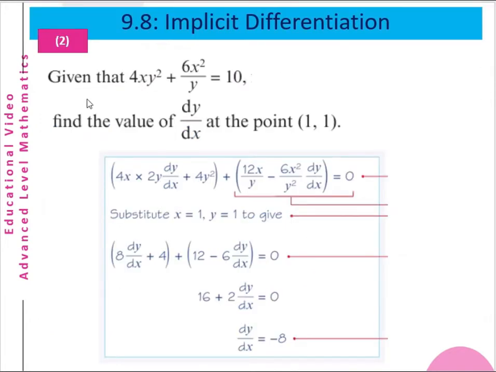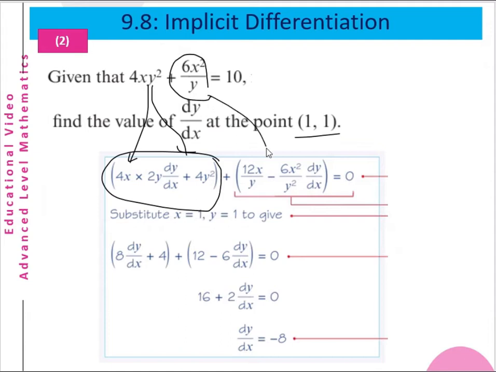For example 2, given that 4xy squared plus 6x squared over y equal to 10, we differentiate it, and find the differentiation dy by dx at the point x equal to 1 and y equal to 1. First of all, we differentiate this equation. 4xy squared differentiates to 4x multiplied by 2y dy by dx plus 4y squared. And the differentiation of 6x squared over y, we get the differentiation of this bracket here.